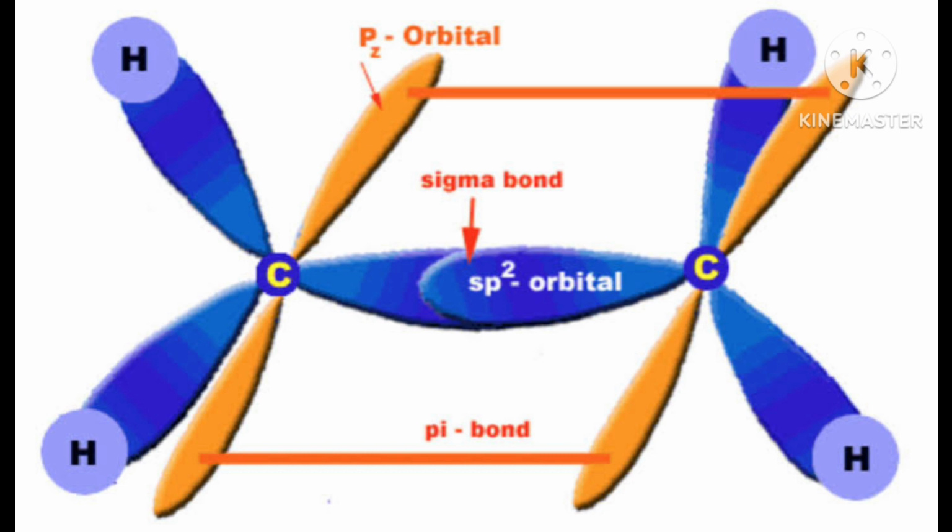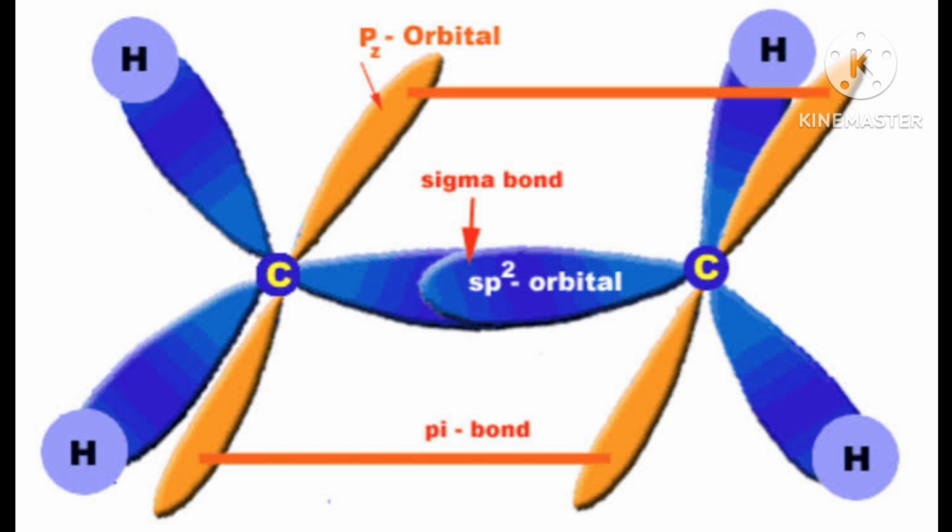I told you that the rate depends upon the nature of the halogen atom and the alkyl group. In the case of halogen, iodine will react very fast, after that bromine and then chlorine. And for alkyl, tertiary is first, then secondary, and then primary.